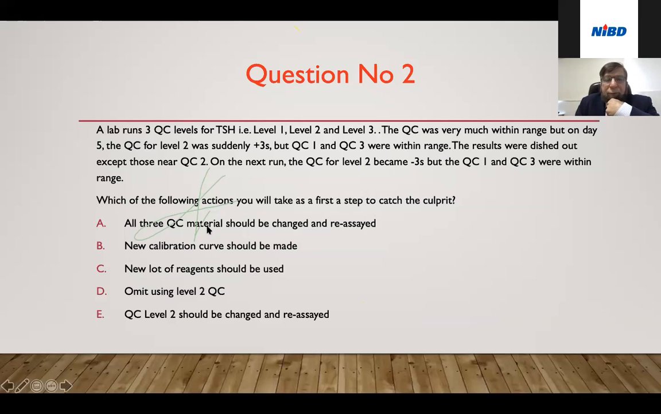All three QC materials should be changed and reassessed. New calibration curve should be made. New lot of reagents should be used. Omit using level 2 QC. QC level 2 should be changed and reassessed. So, what is your answer? Write your answer in the chat box so that I can see.